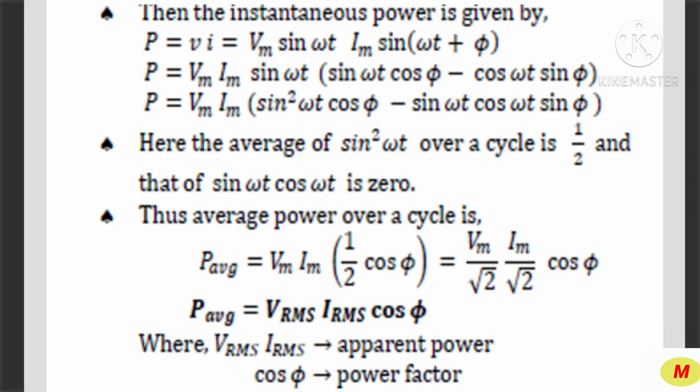Thus the average power over a cycle can be written as P average is equal to Vm Im into 1 by 2 cos phi. Here 2 in the denominator can be written as root 2 into root 2, so that the equation becomes Vm by root 2 into Im by root 2 into cos phi. Here Vm by root 2 represents Vrms and Im by root 2 represents Irms. So the equation can be written as P average is equal to Vrms into Irms into cos phi. Here Vrms into Irms is called apparent power and cos phi is called power factor.